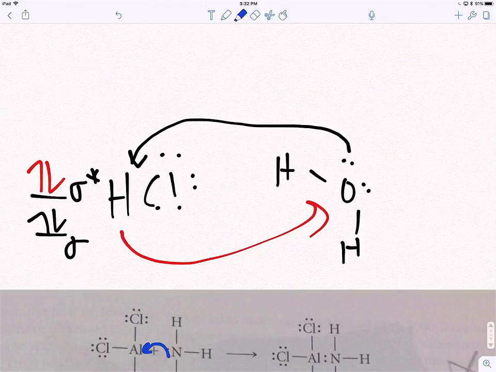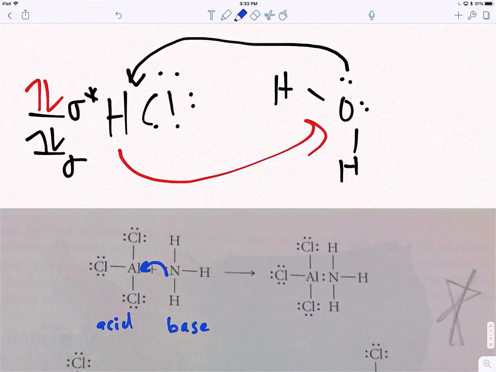So here, water is donating electron density to hydrochloric acid, and hydrochloric acid has a bonding orbital and an anti-bonding orbital. The electron density gets added to the anti-bonding orbital. The hydrogen ion pops off, and then it attaches itself to the water, making H3O+. So that is how it really happens. It's a transfer of proton, but it's actually a transfer of electrons.